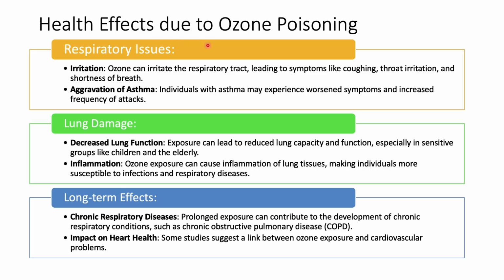So what are the health effects due to ozone poisoning? One is a respiratory issue, another one is lung damage, then we also have long-term effects. The respiratory issues include irritation, that is, ozone can irritate the respiratory tract, leading to symptoms like coughing, throat irritation and shortness of breath. It also aggravates asthma. It decreases the lung function and also increases inflammation. The chronic respiratory disease and impact on heart health are the long-term effects of ozone poisoning.